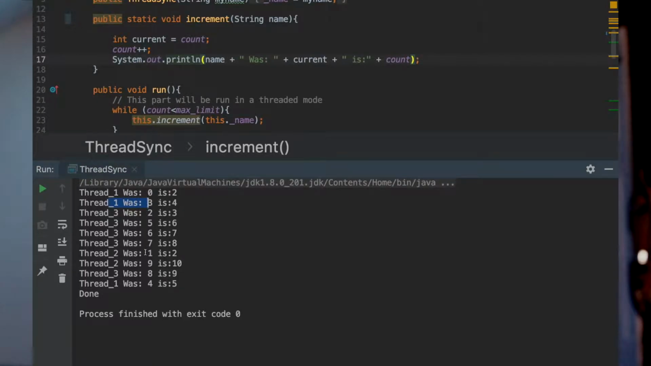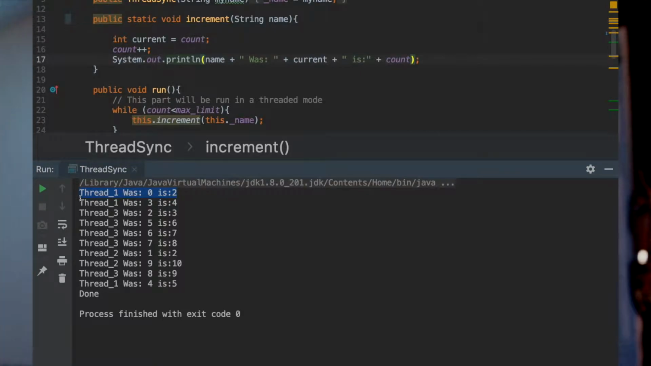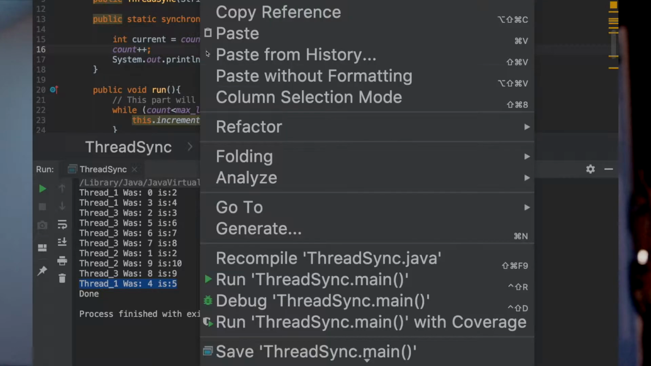Then thread 1 came in and incremented it to 4. But you can see how things are all over the place. The reads happened a lot sooner than the writes, and instead of incrementing, it finished with a count of 5. So you can see it went from 0 to 2, 3 to 4, then 2 to 3, then 4 to 6. So it's all over the place, as opposed to if we add the keyword synchronized and rerun the code.